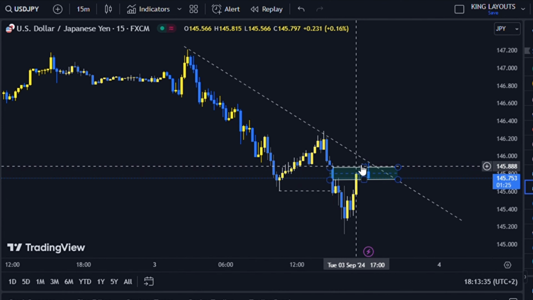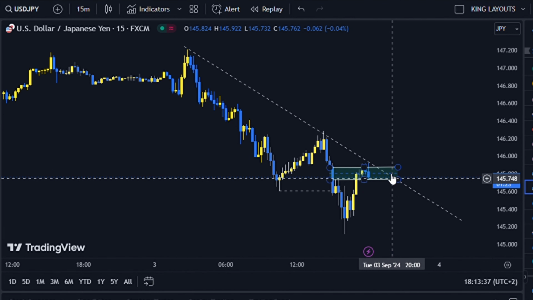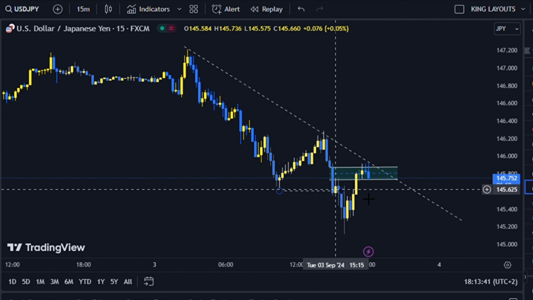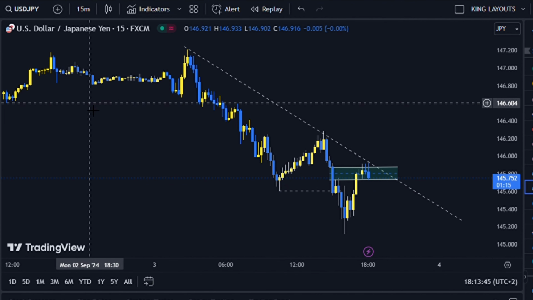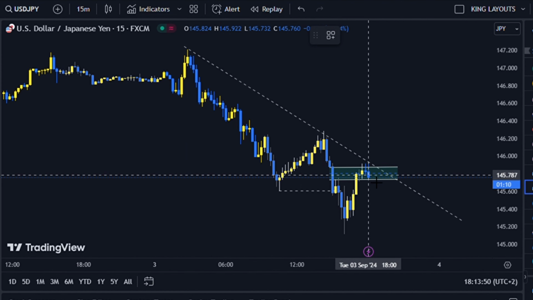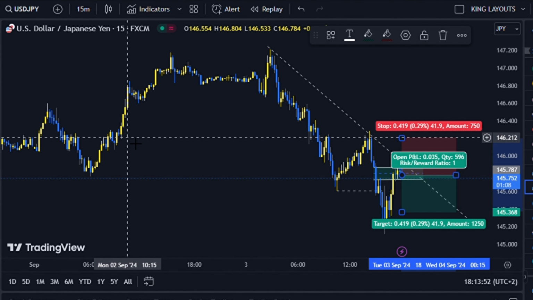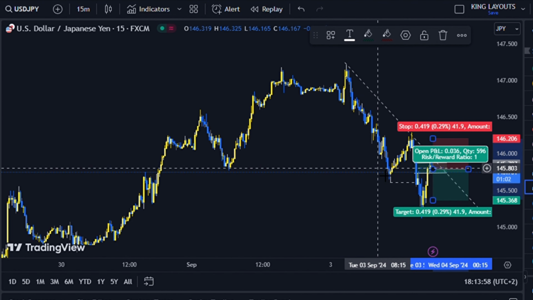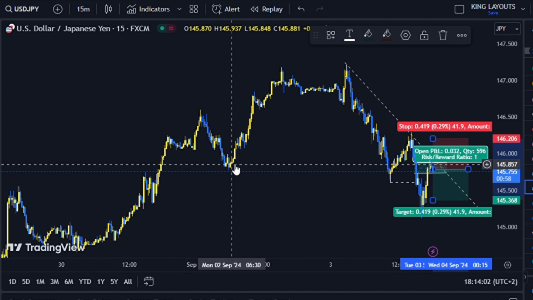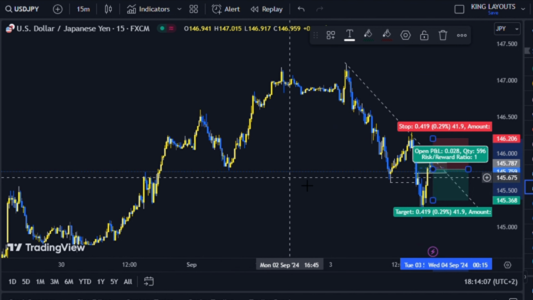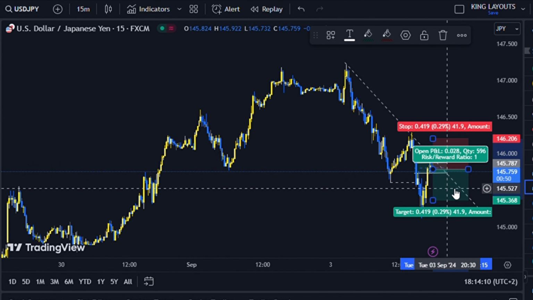So we have 1, 2, 3 as we are touching, and these are rejection candles. 4. So we have 4 confirmations to the downside. Let's see what we can aim for. And also 5. This is a significant zone here, which is where the market is, which is where the rejection is happening. So 5 confirmations.